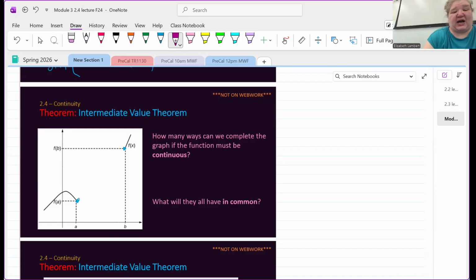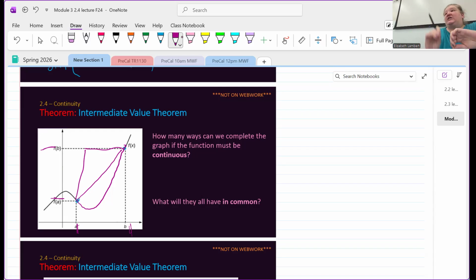When we connect those dots, the easiest is a straight line. But if I thought this graph was a little more smooth, maybe it connected like that. Or maybe I had an ugly piecewise function and it does this. But the point is, any which way I fill in my coffee stain, I'm moving through all of the y values between f of A and f of B, and I'm moving through all of the x values between A and B. So every x value has some corresponding y value.